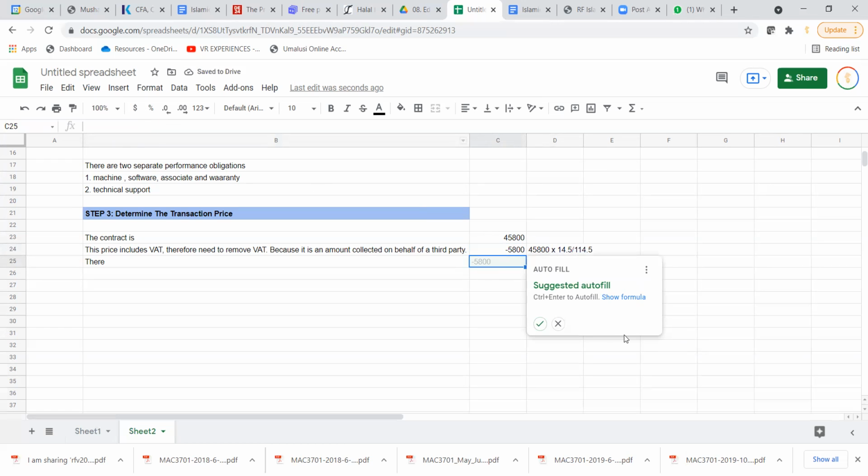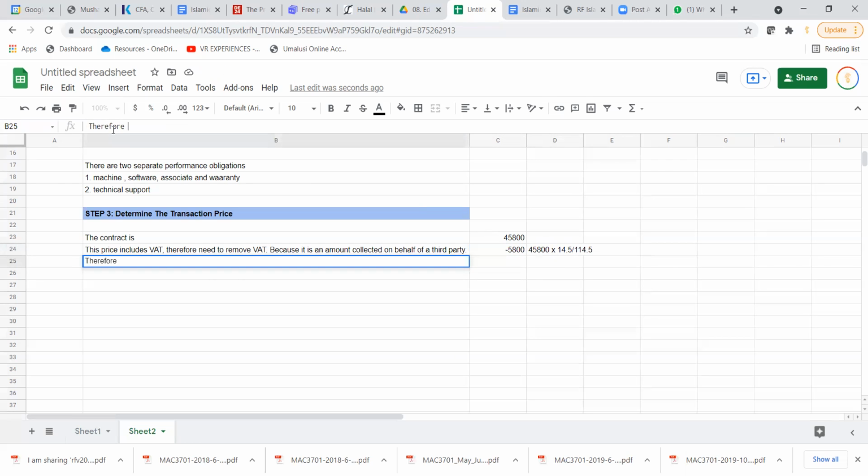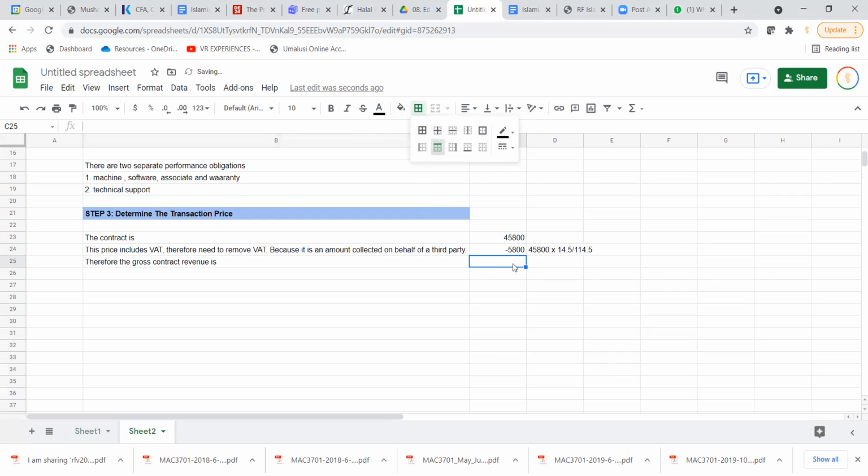Okay. So therefore, the gross revenue, therefore the gross contract revenue is whatever this amount is. Okay, so let's just work it out. So it is $40,000. So the gross revenue is $40,000.